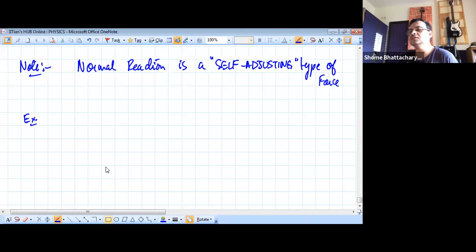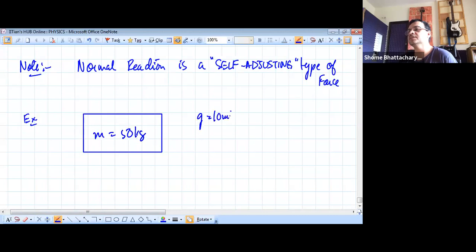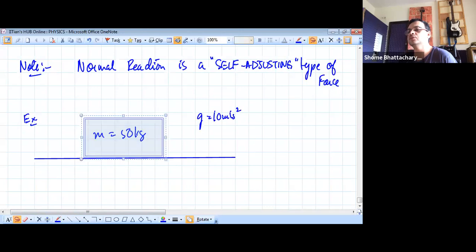I have a block of mass 50 kg, and let's take g as 10 meters per second square, lying on a horizontal surface. So we all know that in this case, what is the normal reaction going to be? It's going to be equal to 500 newtons.